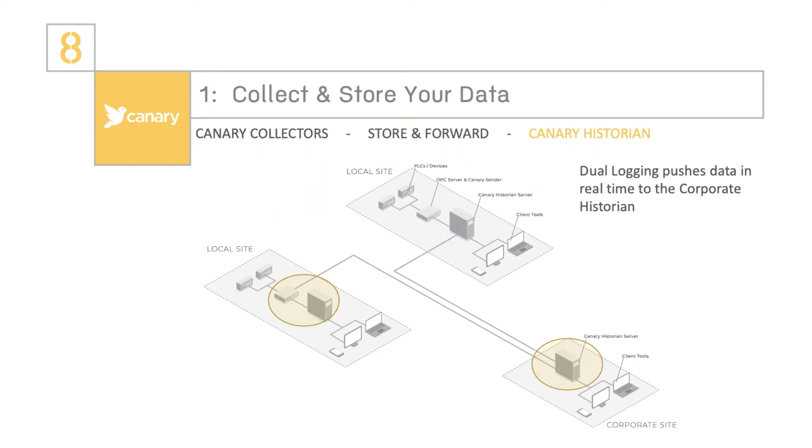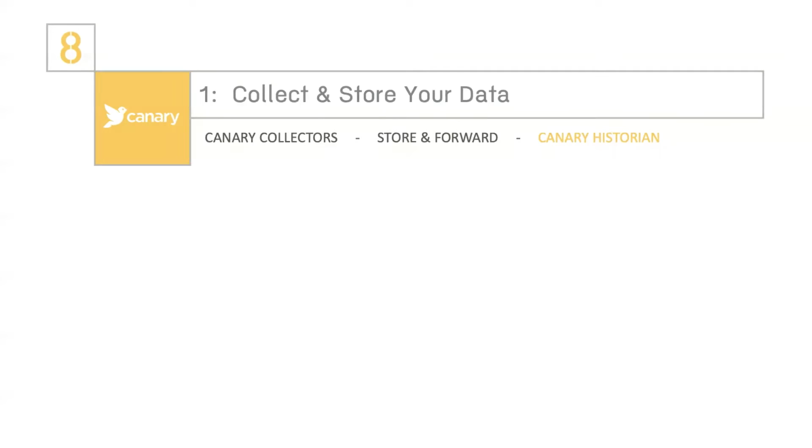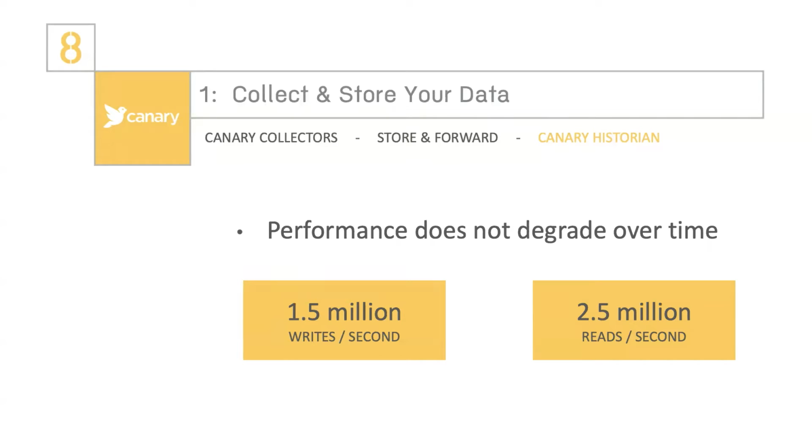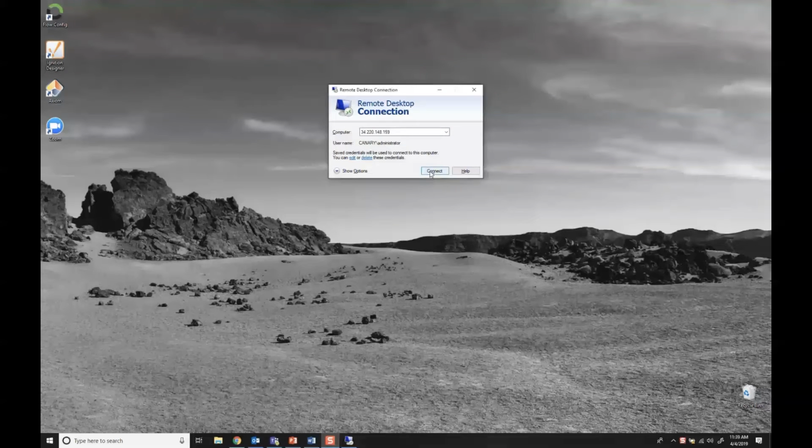Now, what is the performance when we start pushing a lot of tags, and does the performance actually degrade as we get to that 2 million tag scale? Well, actually it doesn't. It doesn't matter if you push 100 tags or if you push 2 million tags, it always maintains 1.5 million writes per second, and you can get data out of the historian at 2.5 million reads per second. So that's great. And we don't see the performance degrade over time. And I actually have a little bit of a video on that.